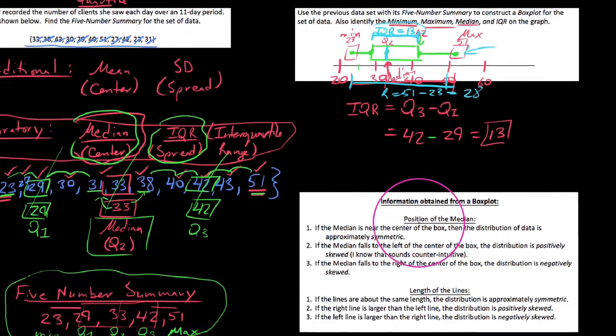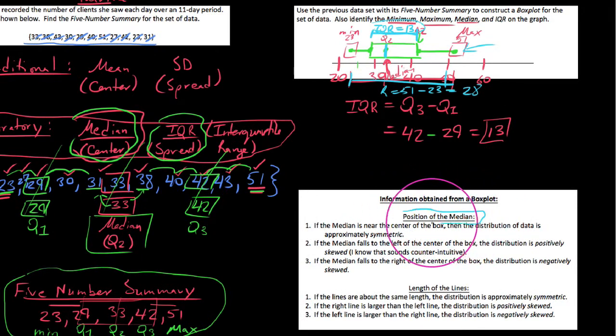Okay, so information we can obtain from this. Let's start with this, the position of the median. Okay, we tend to refer to graphs as either being left skewed, right skewed, or approximately symmetric. But we say if the median is near the center of the box, then the distribution of data is nearly symmetric or approximately symmetric. So we'd say this would look like this. Anything where the median's kind of in the middle, then we'd say this is approximately symmetrical, this right here.